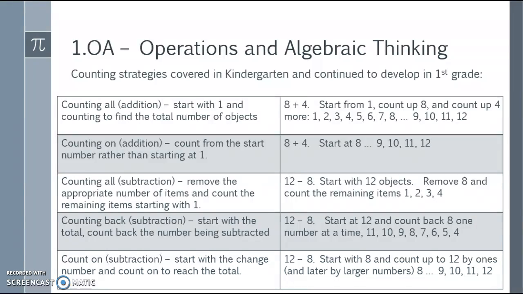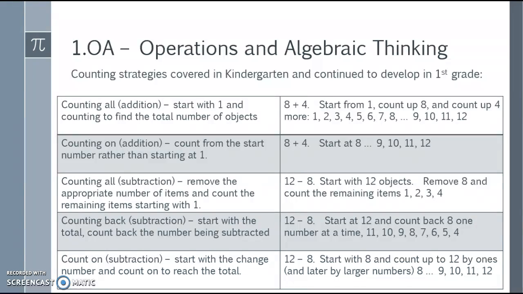Or a little bit more sophisticated, we could count back. Start with the total and count back the number being subtracted. So start with 12 and count back 8, one number at a time. And you could use your fingers to keep track of 8 spaces as you're going backwards.